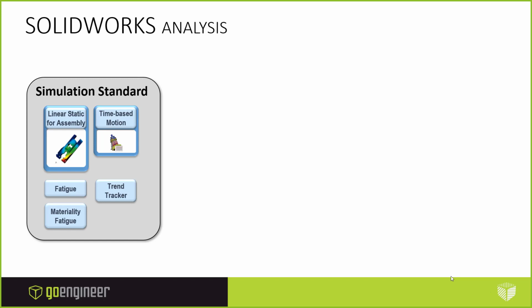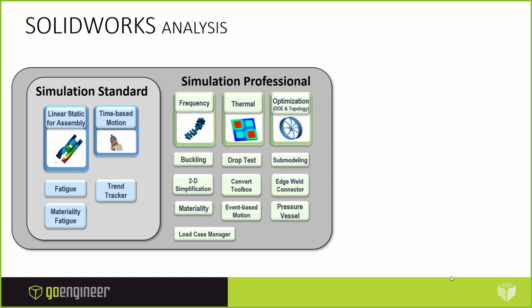Starting though with the SOLIDWORKS analysis types. Many of you might already be familiar with this checklist here. I guess the simulation standard comes with static analysis for assemblies and time-based motion. Simulation Professional, though, is where you start to get access to some of the thermal analysis capabilities. And this is one of the key things we're going to talk about today.